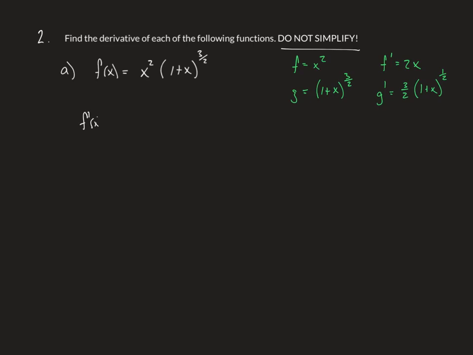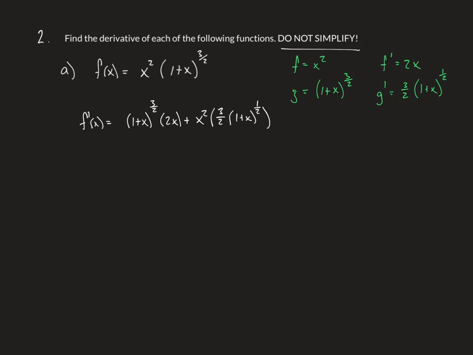Okay, so let's use our product rule then. So f prime of x then is g times f prime plus f times g prime. Okay, and remember, we don't have to simplify this. This is correct, actually, right here. So let's just leave it like that.